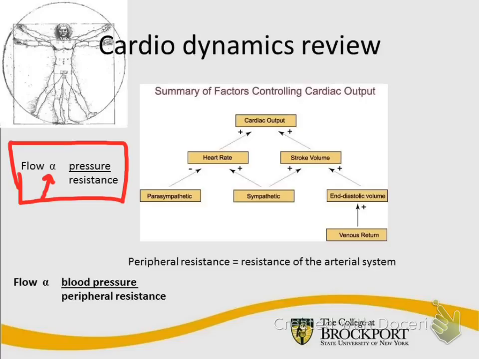Now, specifically, when we talk about cardiodynamics, here's the equation. It's identical, but we've used terms that we're more familiar with. So flow is proportional to blood pressure and inversely proportional to peripheral resistance. So when Jim was at the start of his race, when he was sprinting, his blood pressure went way up. We know his pressure is high because the textbook says so.